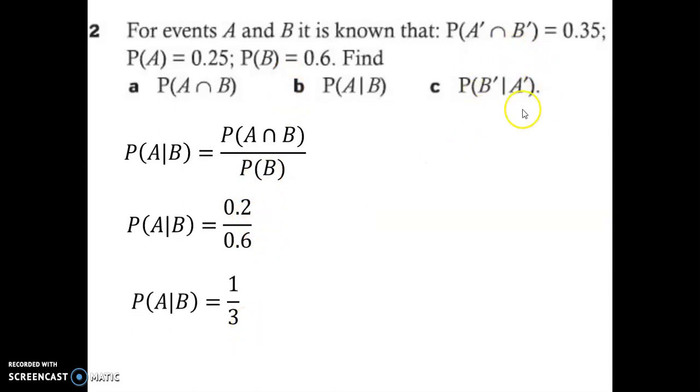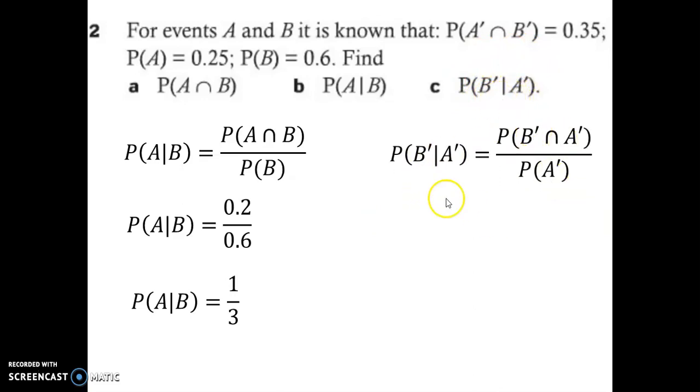Now let's find this part here. Since that's a conditional probability, we can use the formula again. So the conditional probability of that is the intersection of those two things divided by this portion here, probability of that. So this number we know, again, because it's that one, 0.35.